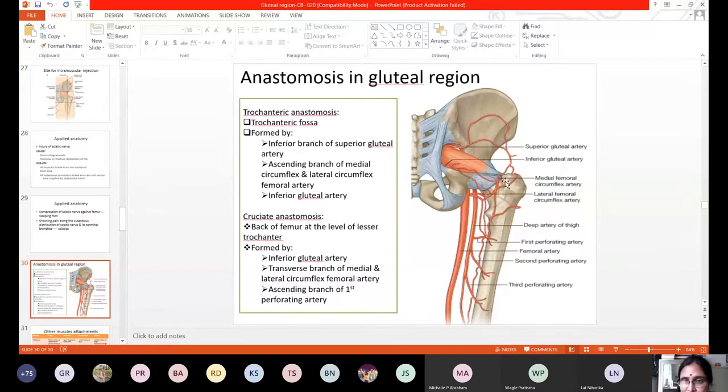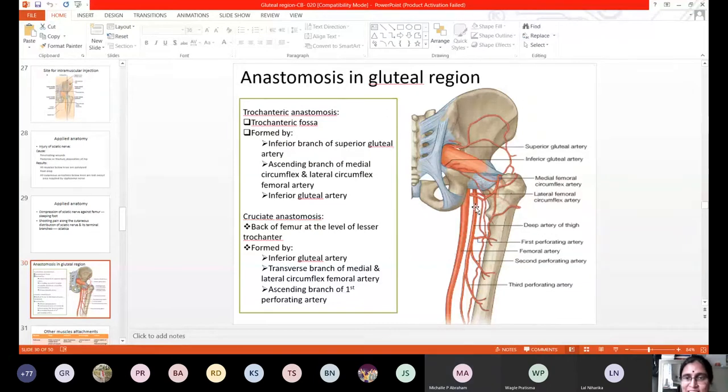The trochanteric anastomosis lies in the fossa which is related to the greater trochanter. Here, on the medial aspect of the greater trochanter, there is a presence of a round depression. That depression is known as trochanteric fossa. So, the trochanteric anastomosis lies in the trochanteric fossa, and it is formed by four branches. Number one, can you see which artery is this? Superior gluteal. Which gluteal artery is this? Inferior. Very good. Inferior gluteal artery.